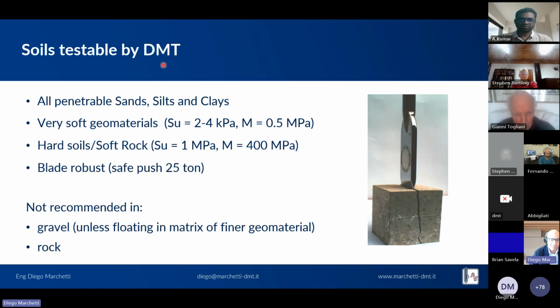The test with the DMT is not recommended in gravel unless there's only a few components of gravel in a matrix of finer material, like sand, silt, or clay, again, with some parts of gravel which will move away. And of course, the test is not recommended in rock.